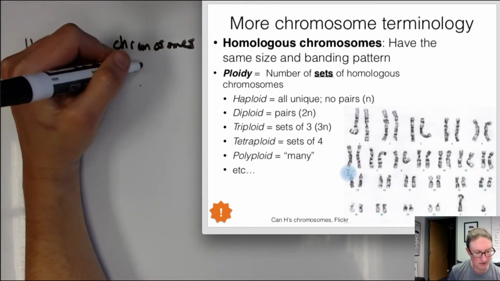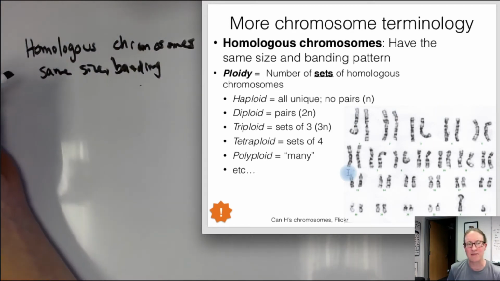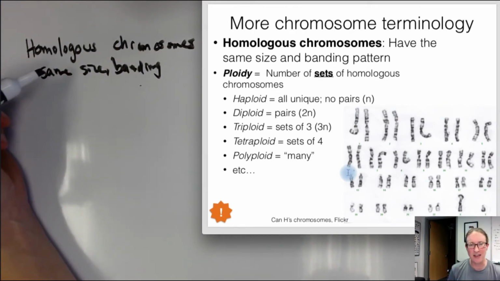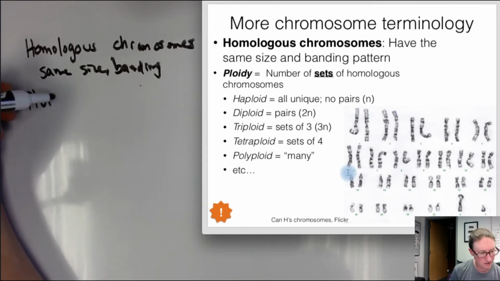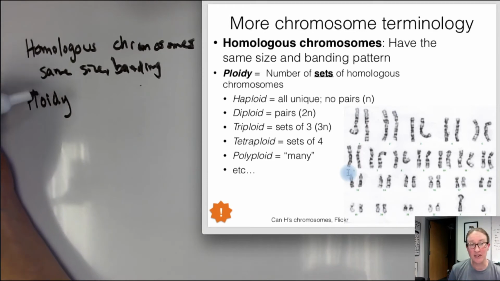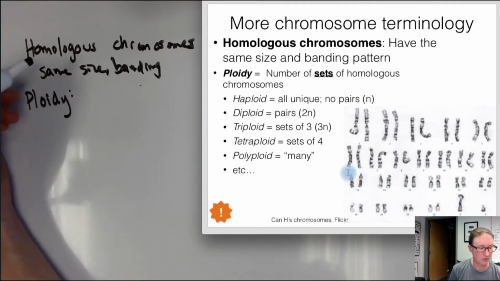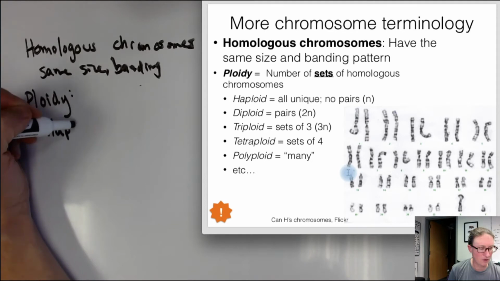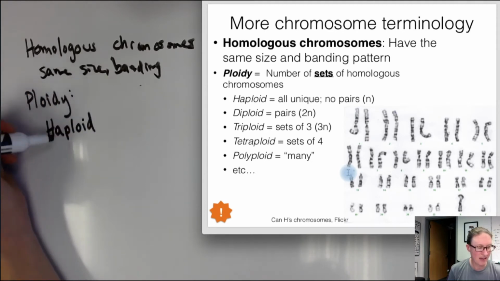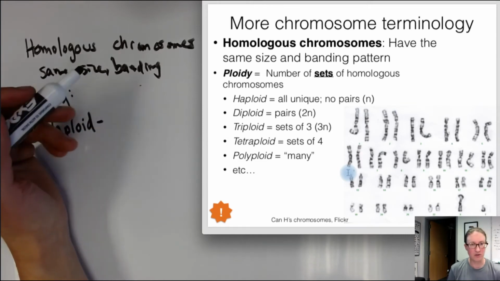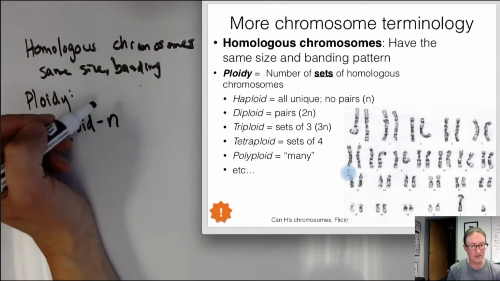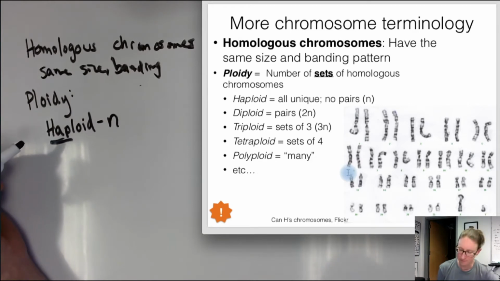But then there's something else that happens, and that is what I refer to here in terms of ploidy. Ploidy refers to the number of sets of homologous chromosomes. So here's how this naming convention works. If an organism is haploid, it stands for half. All their chromosomes are unique. There aren't any pairs. This is often symbolized just using the letter N.